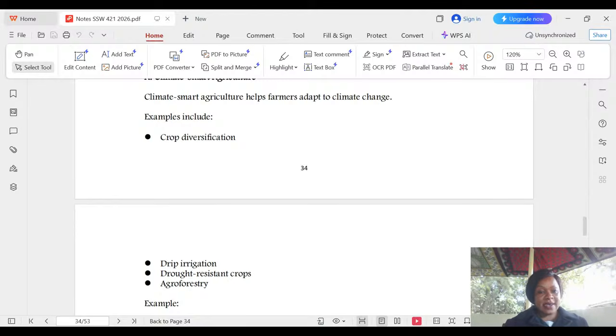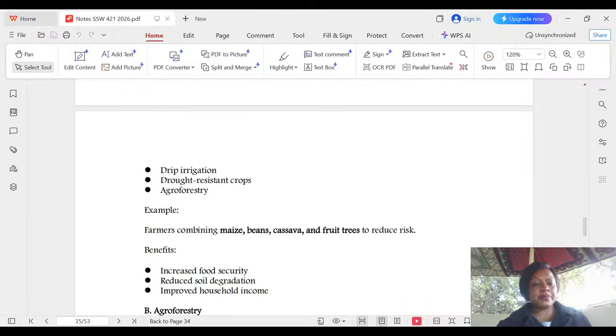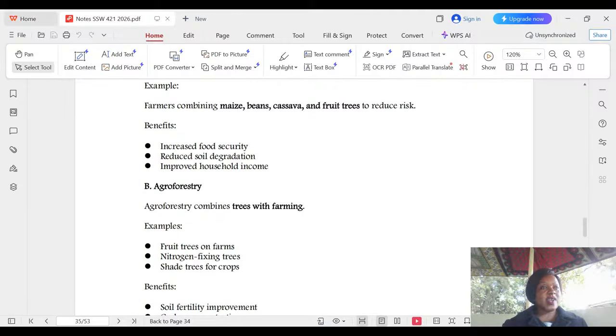that is there during certain times when there's scarcity of water, we can still be able to harvest enough food for the population. Planting drought-resistant crops like cassava and others. Agroforestry, which we already talked about, working responsibly with the forest to produce food. For example, farmers combining maize, beans, cassava, and fruit trees to reduce risk. The benefits of this would be increased food security, reduced soil degradation, and improved household income.